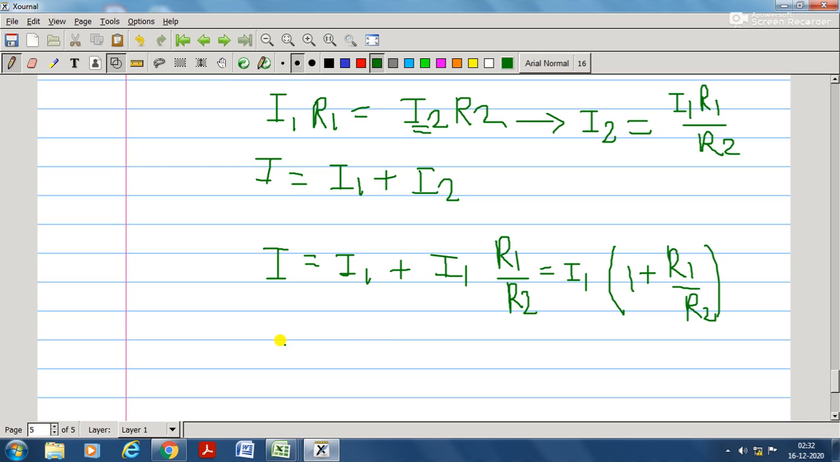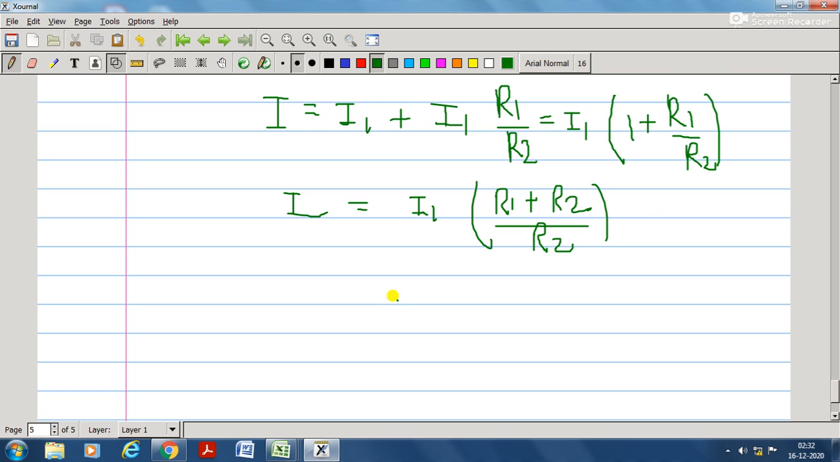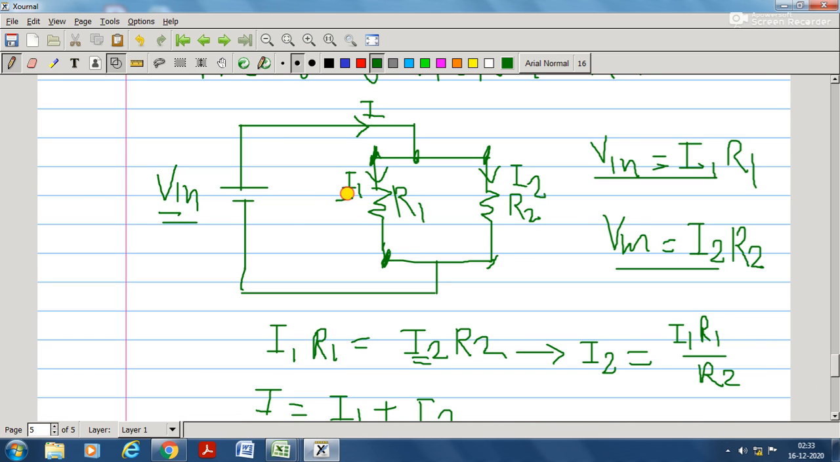Now you simplify this term, so you can write I equal to I1 into R1 plus R2 divided by R2. And when you make I1 the subject, I1 can be given by R2 divided by R1 plus R2 into the whole current I. So see, when you observe the figure, I1 is nothing but the resistor which is connected in parallel with that particular resistor, meaning R2, divided by the whole resistors, meaning R1 plus R2, multiplied with the overall current.